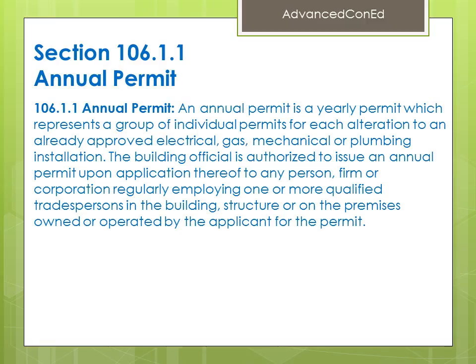Section 106.1.1 Annual Permit. An annual permit is a yearly permit which represents a group of individual permits for each alteration to an already approved electrical, gas, mechanical, or plumbing installation. The building official is authorized to issue an annual permit upon application thereof to any person, firm, or corporation regularly employing one or more qualified tradespersons in the building, structure, or on the premises owned or operated by the applicant for the permit.